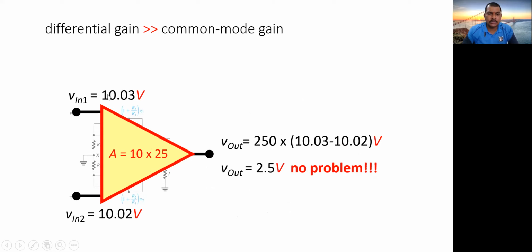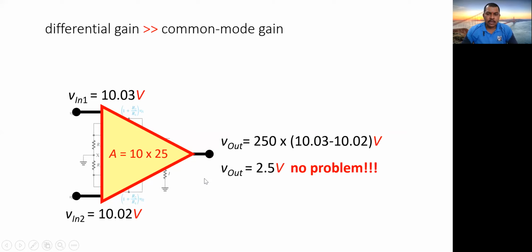Suppose V in 1, that is the input voltage, is equal to 10.03 volts, and V in 2 is nearly equal to 10.02 volts, right? And a gain of 10 into 25, that is the gain of the buffer amplifiers and the difference amplifier, is equal to 10 into 25. Then we'll be having this output. So V out will be equal to 250 into (10.03 minus 10.02) volt. So it is a difference of that. So we might get an output equal to 2.5 volt, since the difference is just 0.01 volt, right?